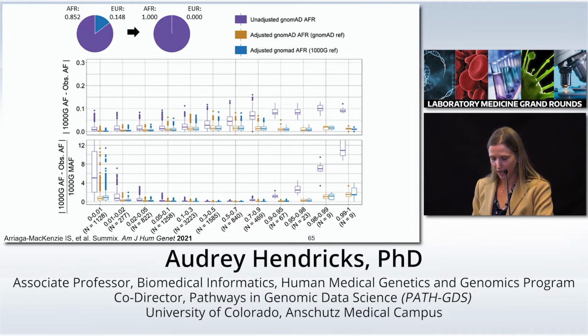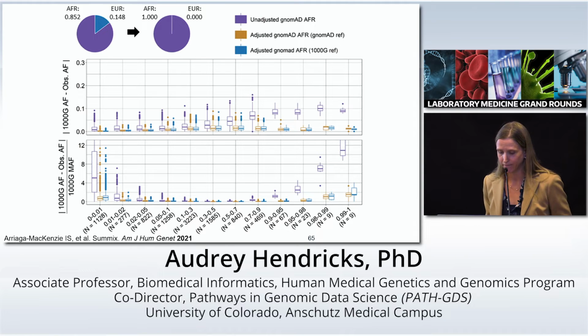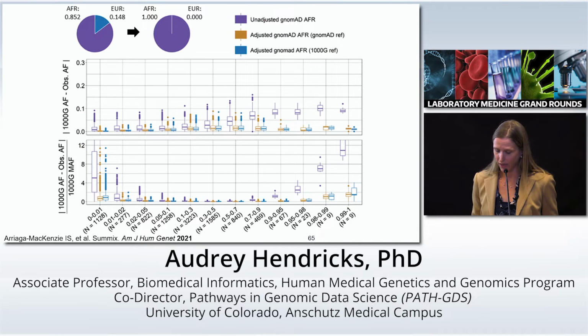And on the x-axis, we have different minor allele frequency groups. The unadjusted is in purple, and the adjusted is in gold or blue, where we're just varying the reference group that we're using. Now what we can see is regardless of whether we use the absolute or the relative difference, that our adjusted allele frequencies are a lot closer to 0. There's smaller difference than when we don't adjust. We also see that it doesn't really matter what the reference allele frequency data is that we use. There's not much difference there.